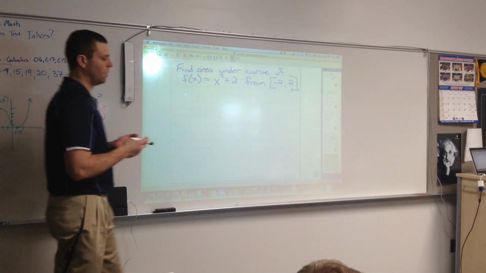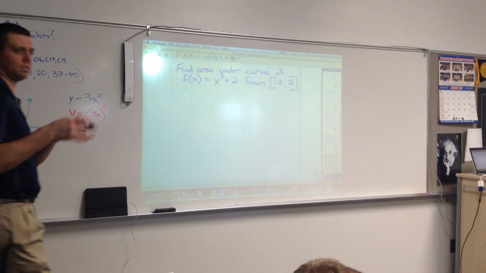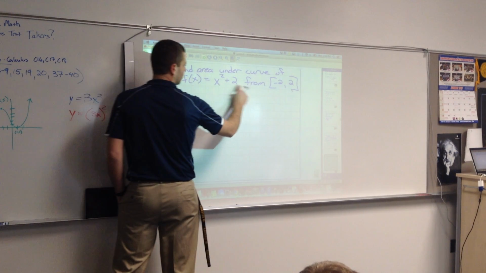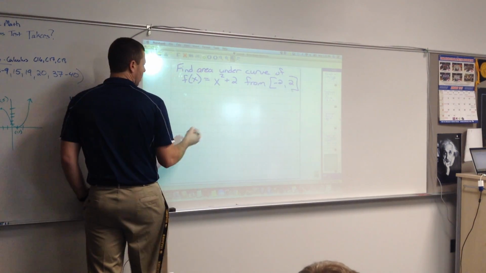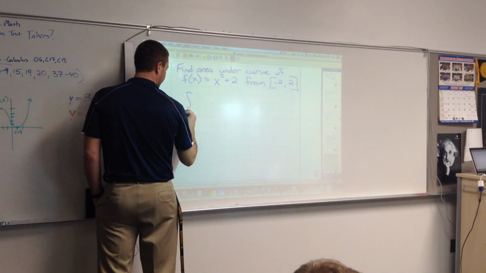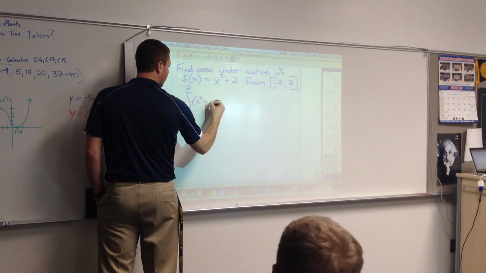Okay. Well, the fundamental theorem of calculus says that if you want to find essentially the area under the curve of this function from here to here, all you need to do is set up your antiderivative from -2 to 2 of the function.